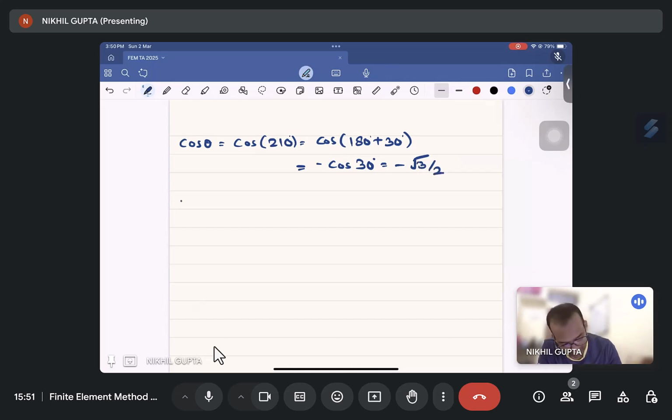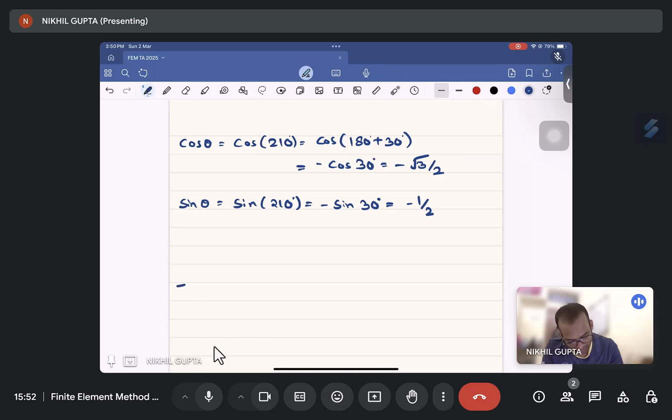Now similarly we'll calculate sin theta as well. Sin of 210 degrees, which will be minus sin 30 degrees, and it will give us minus 1 by 2.